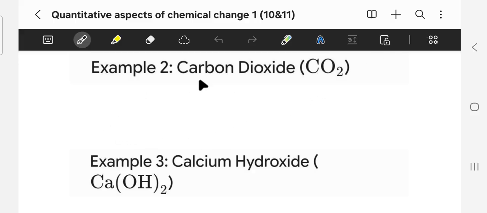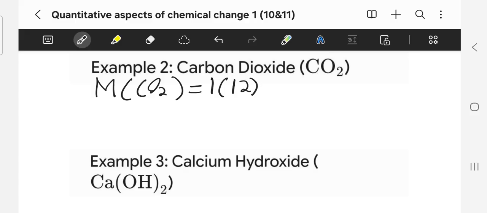Okay, the next problem, guys, is us looking for the molar mass of carbon dioxide. So the first thing we are going to do is to write the capital letter M. Then in brackets, we write the formula for carbon dioxide. Then we say equal to, and then we check how many carbon atoms we have. We only have 1. So this one will be multiplied by the molar mass of carbon, which is 12.